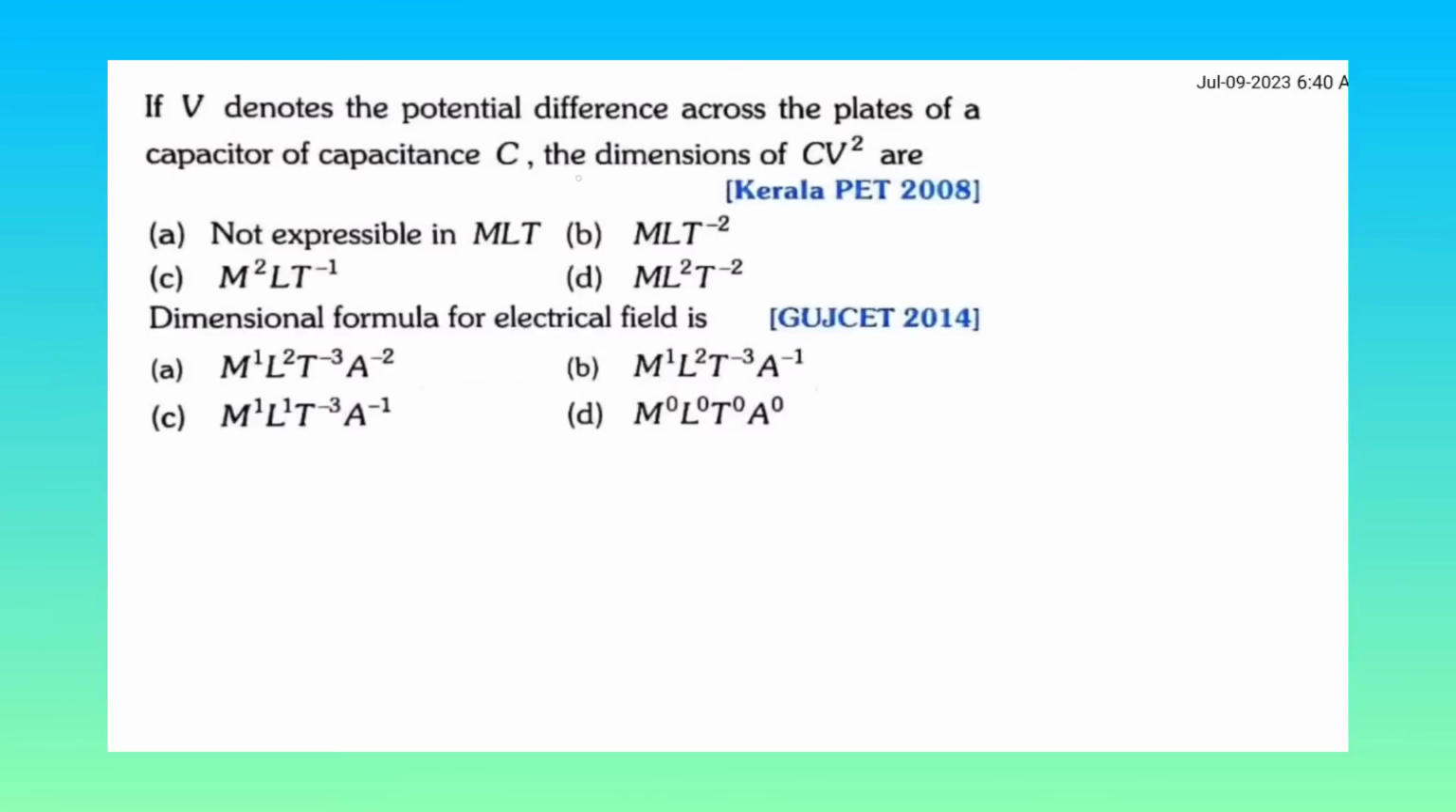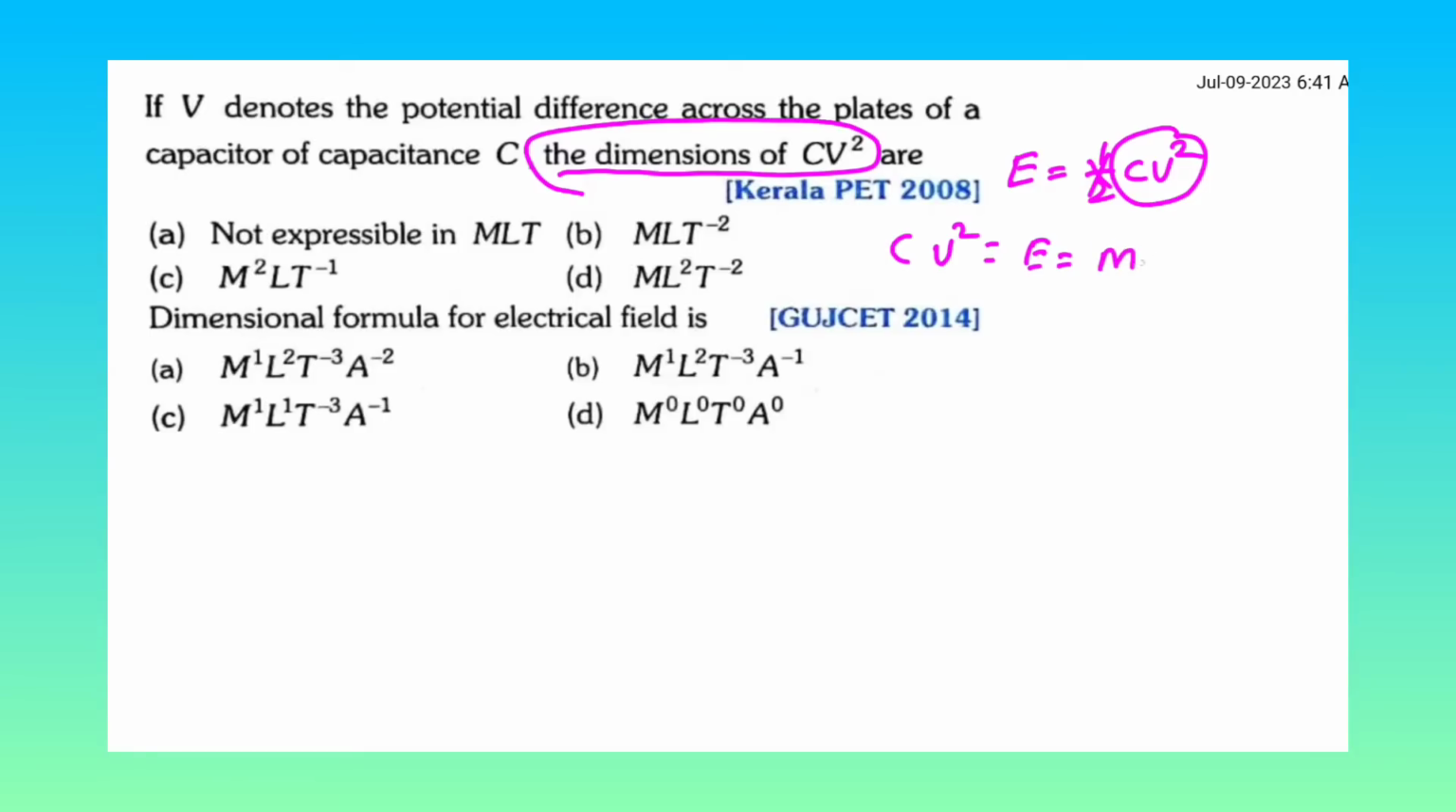How to find out the dimensions of CV square? It's very simple. The energy formula is half CV square. Half does not have dimensions, so CV square has the dimensional formula for energy, which is ML square T power minus 2. So your answer is ready.